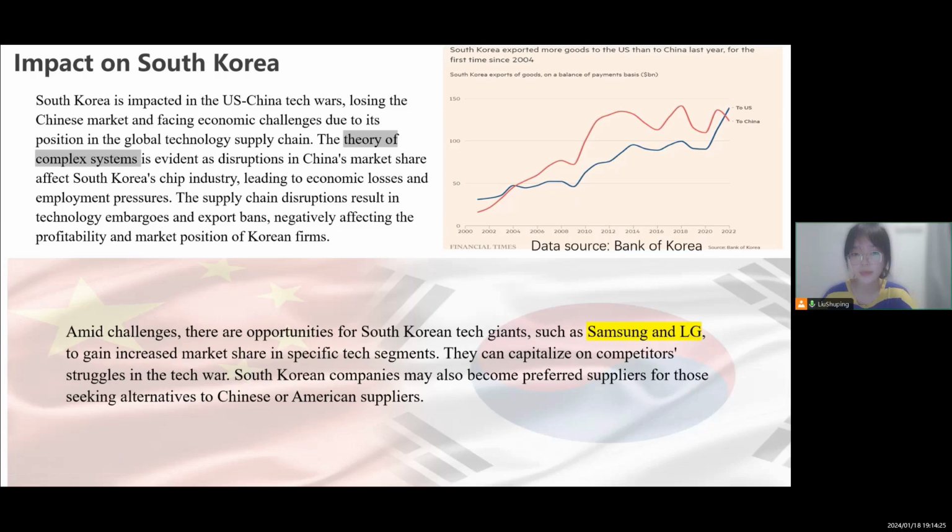such as Samsung and LG increasing their market share in specific tech segments. It can capitalize on competitors' struggles in the tech war. South Korean companies may also become preferred suppliers for those seeking alternatives to Chinese and American suppliers.